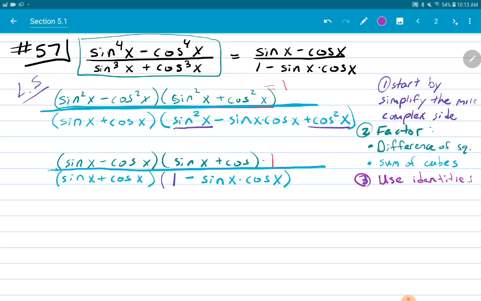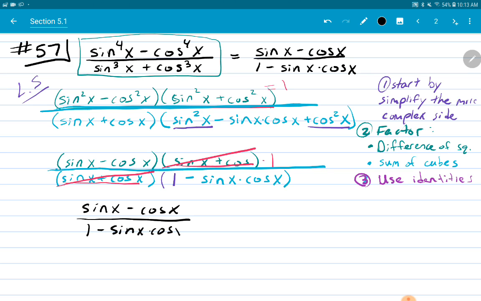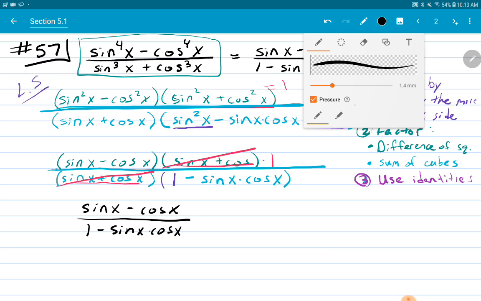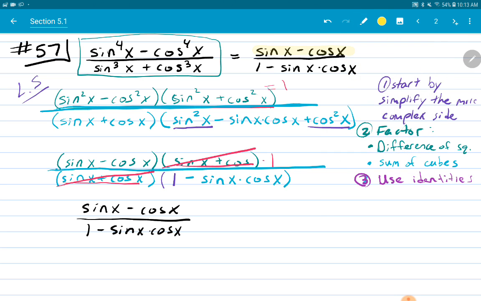I see I have some things that can cancel. This is equal to this, and these are all factors now, so I can cancel those two things. And then I'm left with sine x minus cosine x in the numerator and 1 minus sine x cosine x in the denominator, which is equal to our right side. So that was my goal. This now equals the right side. We started with the left side and we manipulated it till we got it to equal the right side, and now that identity is verified.